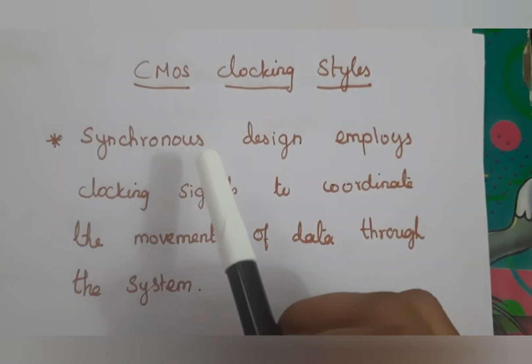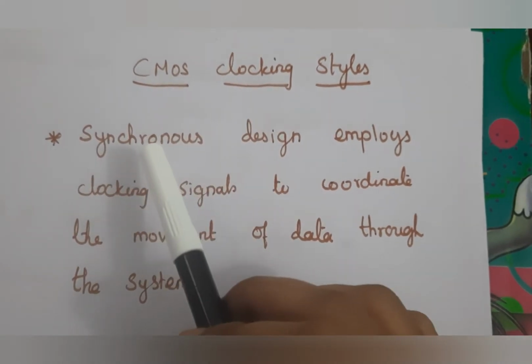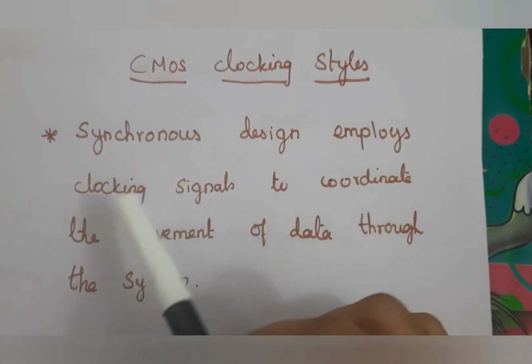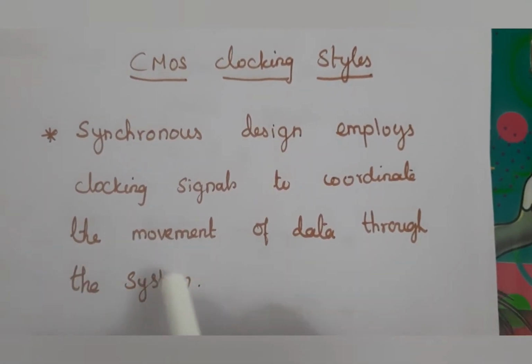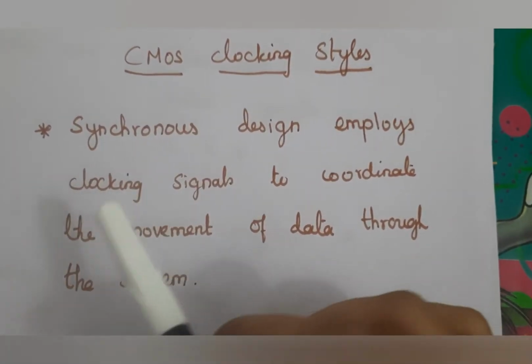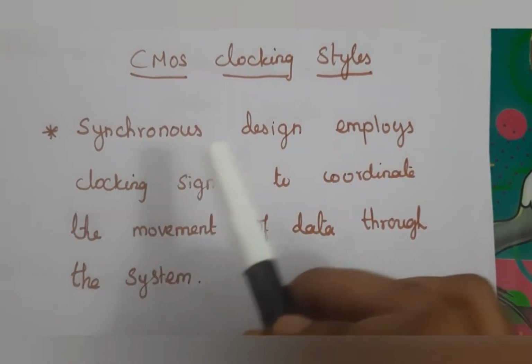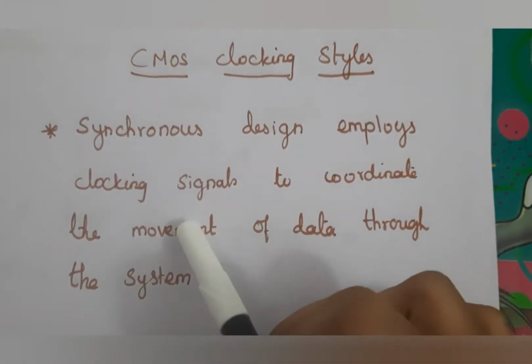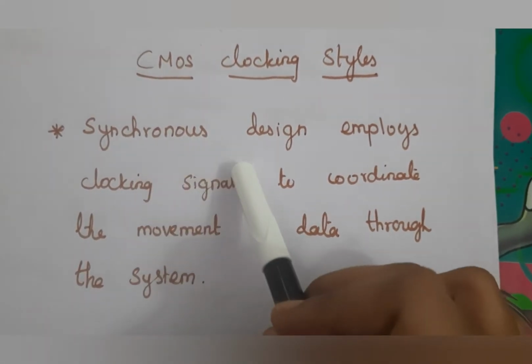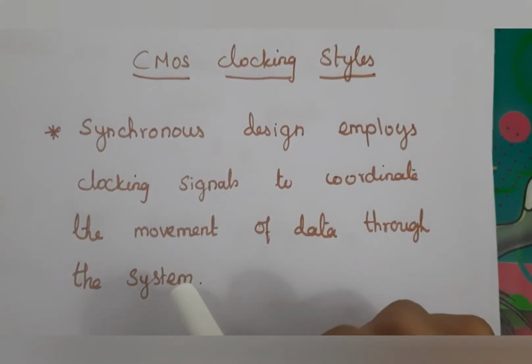So the definition of this clocking system means synchronous design employs clocking signal to coordinate the movement of data through the system. So the movement of data from one device to another device. So the synchronization between different devices in one system, we are using this clocking in CMOS circuits.